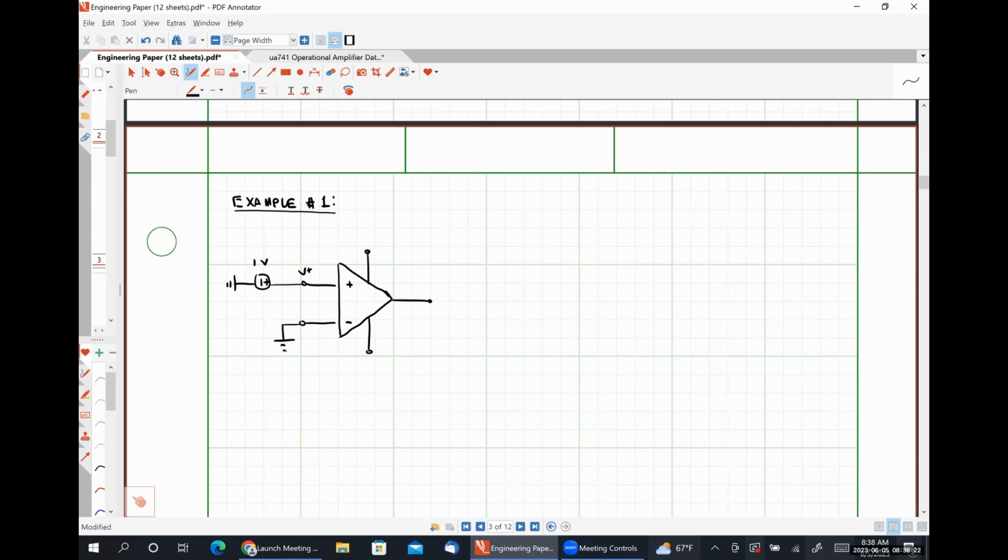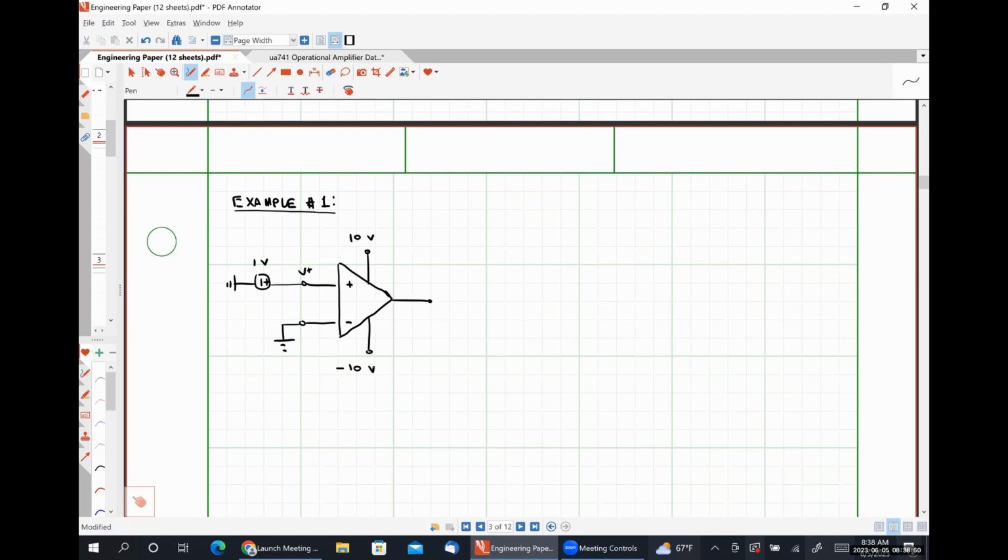We ground our inverting input terminal. We apply 10 volts DC at our positive power supply terminal, negative 10 volts DC at our negative power supply terminal. One thing that I do want to point out here, there's nothing that's requiring us to have the same amount of positive voltage as negative voltage on our power supply.